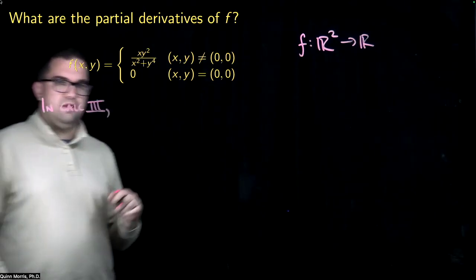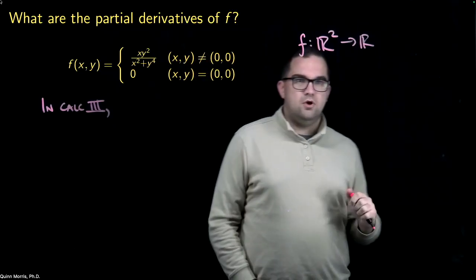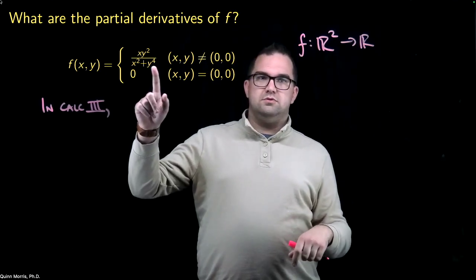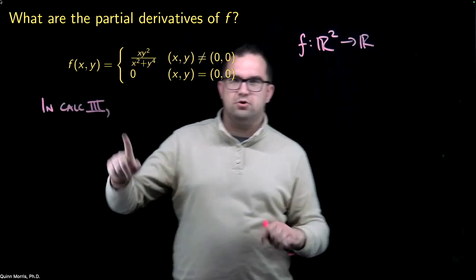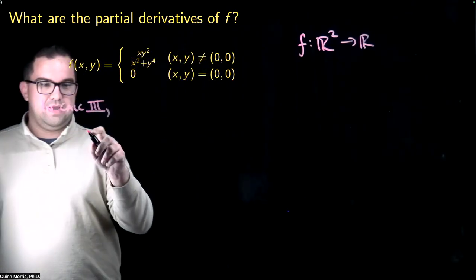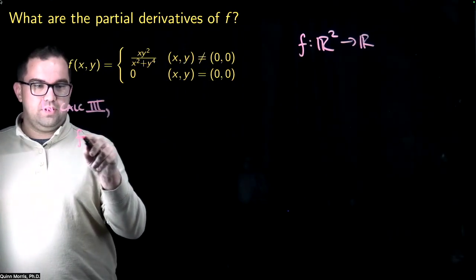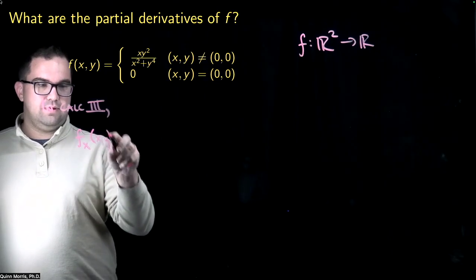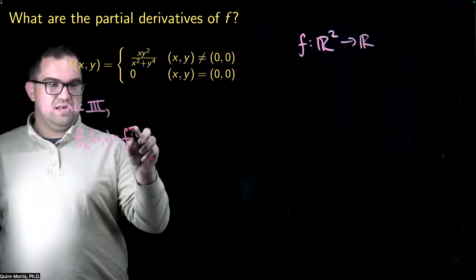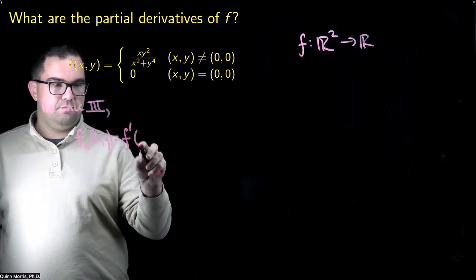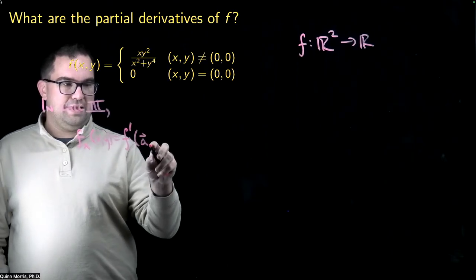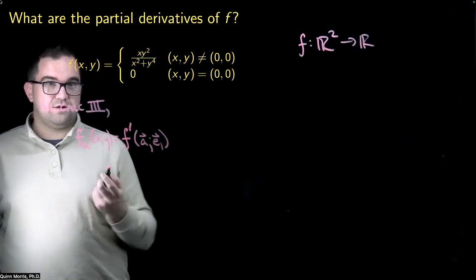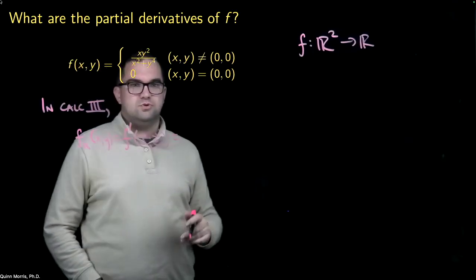Okay. If you took Calc 3, you probably would have said something like the following. Well, you're going to find the partial derivatives by looking at this, and if you want the partial derivative with respect to x, for example, we might write this as the partial derivative of f with respect to x, evaluated at x, y. In our notation, we might write this as f prime evaluated at a point a with respect to the first standard basis vector.